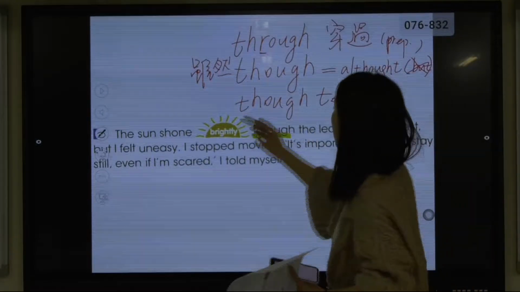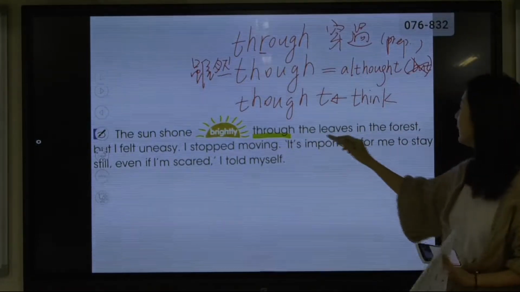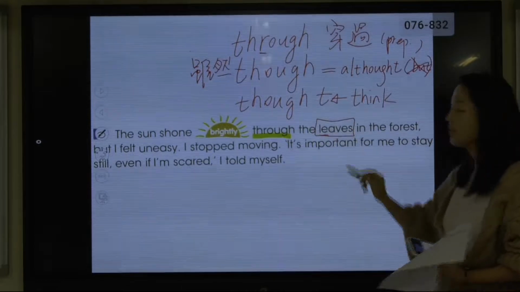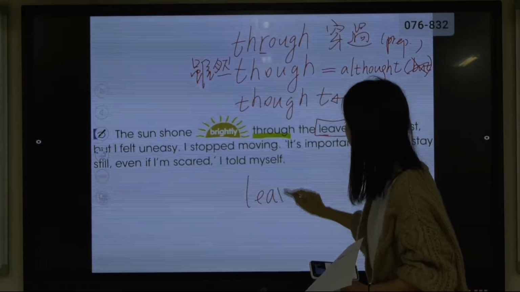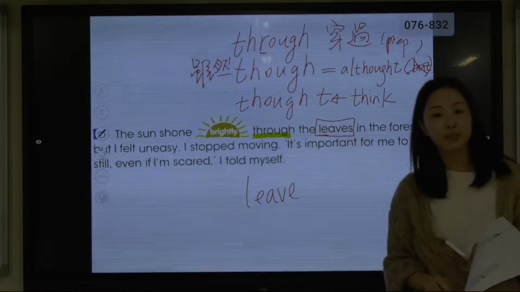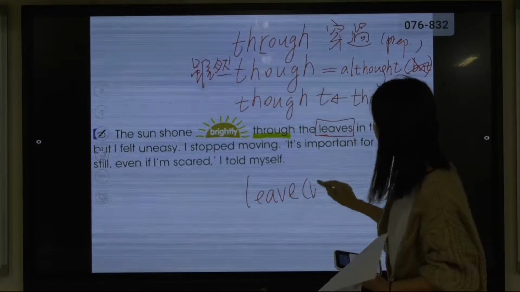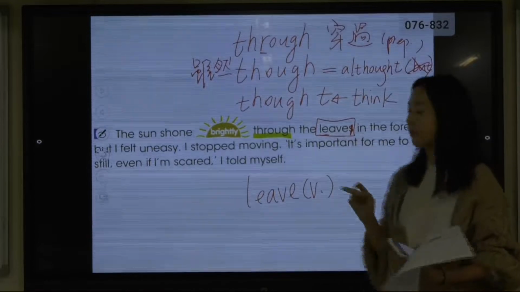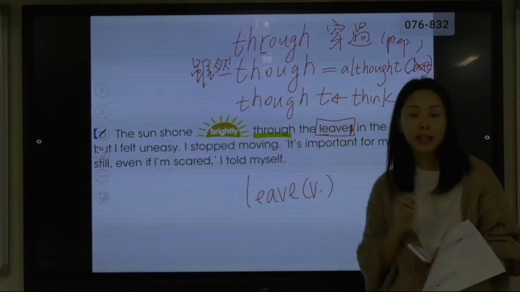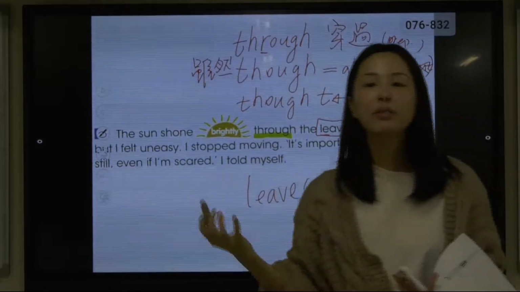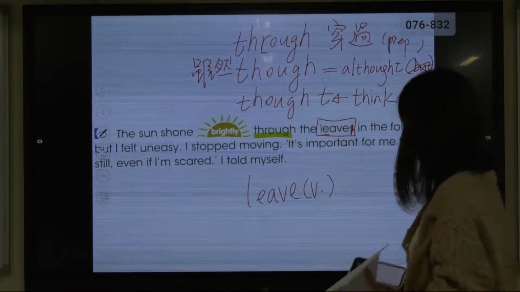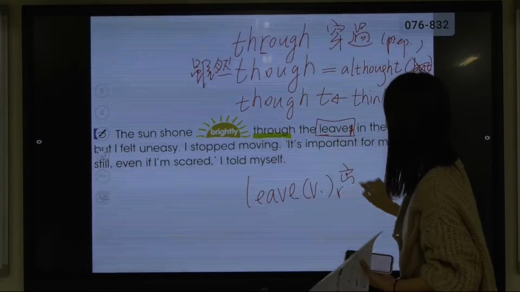So the sun shone brightly through the leaves. Again, a very confusing word. What is leave, firstly? Without S, leave is a verb, okay? I leave Hong Kong, okay? I will leave Hong Kong tomorrow. 離開, okay?